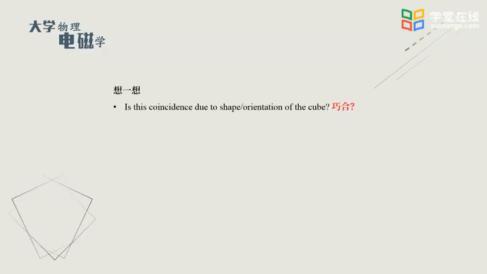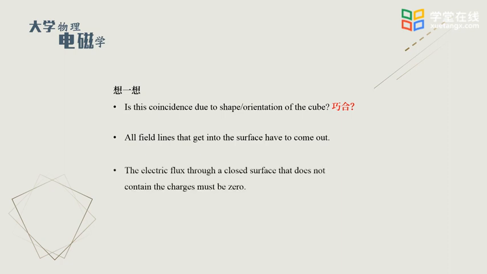Now, I have a question here. We found that the net flux through this cube is 0. Is this coincidence due to the shape or orientation of the cube? In other words, if we have a closed surface with an arbitrary shape, how about the flux? Obviously, if there's no charge inside the closed surface, all field lines that get into the surface have to come out. Hence, the electric flux through a closed surface that does not contain the charges must be 0.